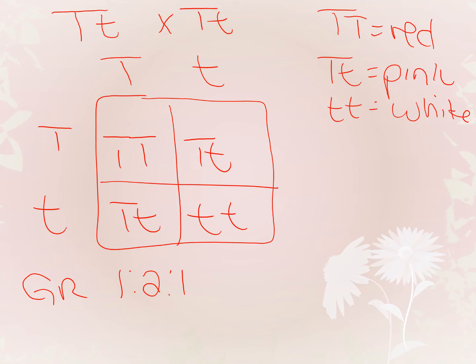However, now my phenotypic ratio is going to be different. My ratio is now also 1 to 2 to 1, because in incomplete dominance, I have one chance of getting a plant that's red, I have two chances of getting a plant that's pink, and I have one chance of getting a plant that's white. So when you're doing genetic problems, make sure you read what the question is asking.